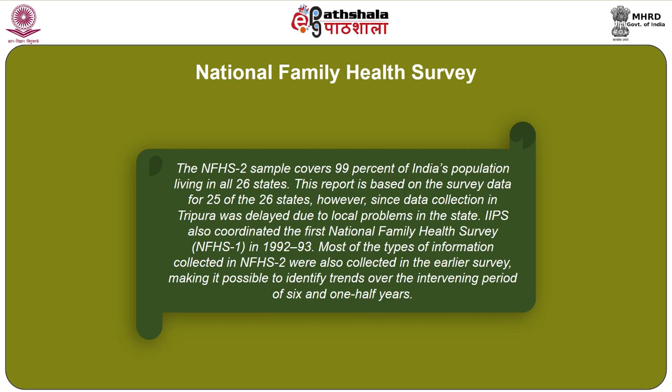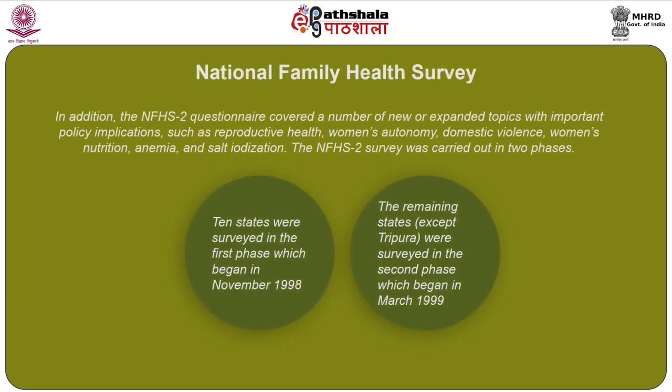This report is based on the survey data for 25 of the 26 states. However, since the data collection in Tripura was delayed due to local problems in the state, IIPS also coordinated the first National Family Health Survey in 1992-93. Most of the types of information collected in NFHS 2 were also collected in the earlier survey, making it possible to identify trends over the intervening period of 6.5 years. In addition, the NFHS 2 questionnaire covered a number of new or expanded topics with important policy implications, such as reproductive health, women's autonomy, domestic violence, women's nutrition, anemia, and salt iodization.